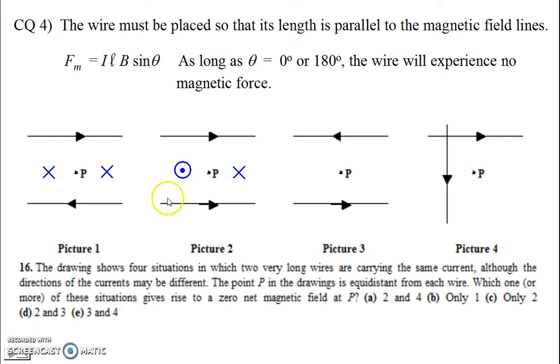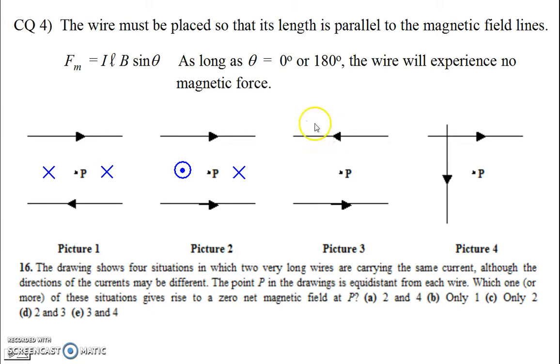Could these two cancel? Well, yes, if they're carrying the same current, and point P is right in the middle. In fact, they absolutely will cancel, because the distance, or I should say R, is the same number from bottom wire to top wire, and of course I is the same, and everything else in the equation for B is the same, which means these two will cancel, so picture 2 will work.